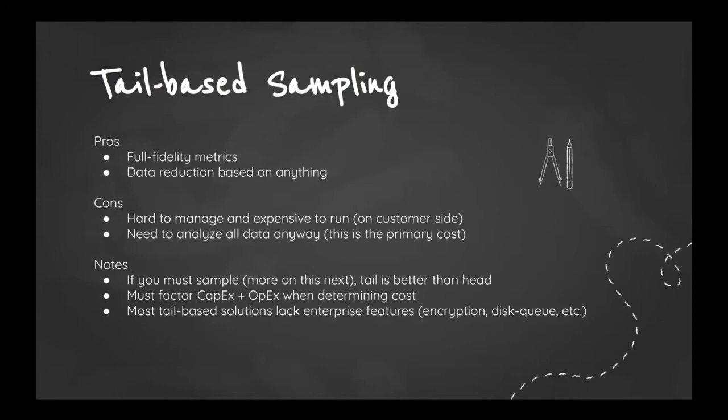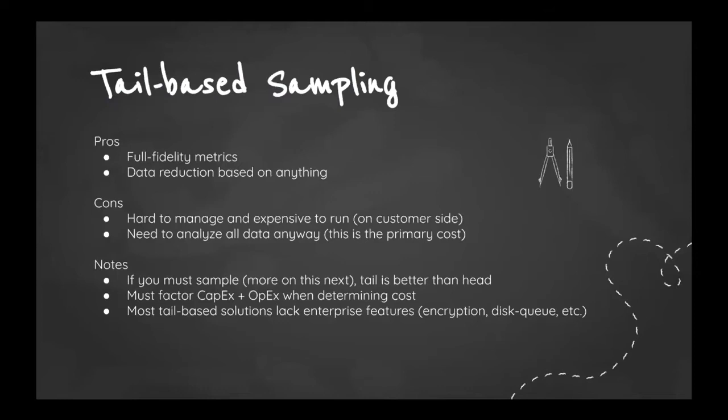Now, at the end of the day, another con that I wrote is that you have to analyze all the data anyway. Like I mentioned, all the compute and potentially network traffic that's involved with that, that's actually the primary cost. So if you already are going to take that hit of sampling all that data, then why are you doing tail-based sampling in the first place? Now, there can be good reasons for it, but it's definitely a question you should ask yourself.